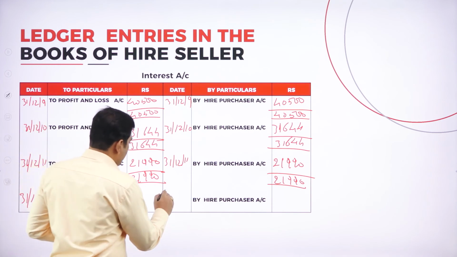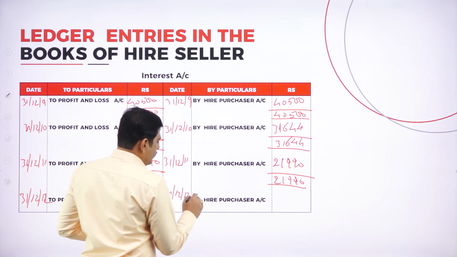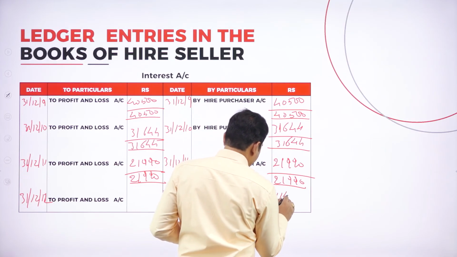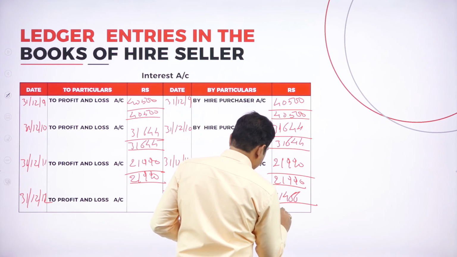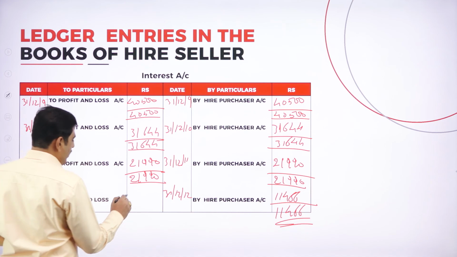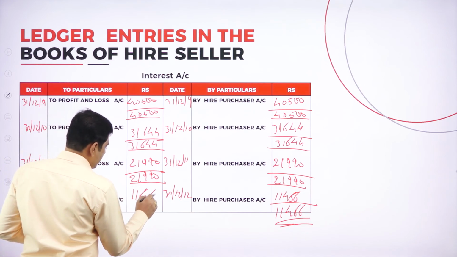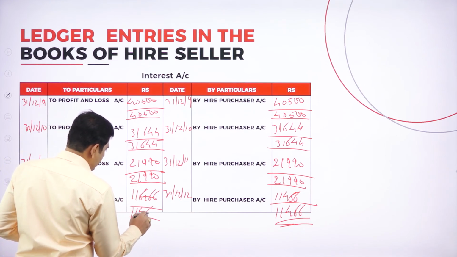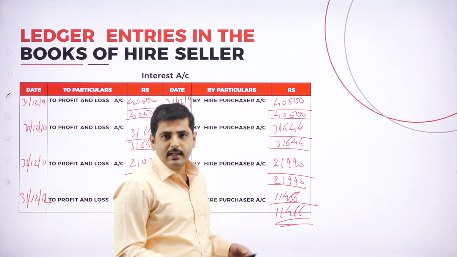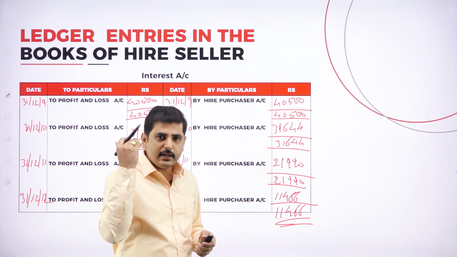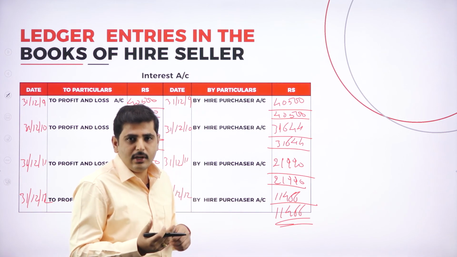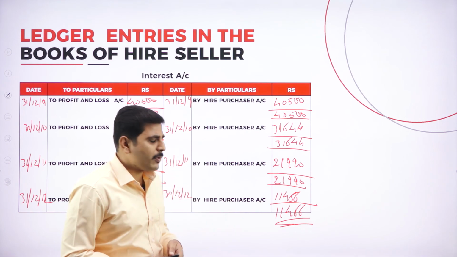So I should write 31st/12/2012. So it is 11,466. 11,466 tallied, 11,466 here. Again, it should be transferred to profit and loss account, 11,466. Here it is 11,466. So this is your interest account. On the basis of journal only we are preparing the ledger. So for every ledger the journal should be running in your mind. All journal entries should be going on in your mind. Then only you can do the ledger. It's a very, very simple problem. No need to worry.